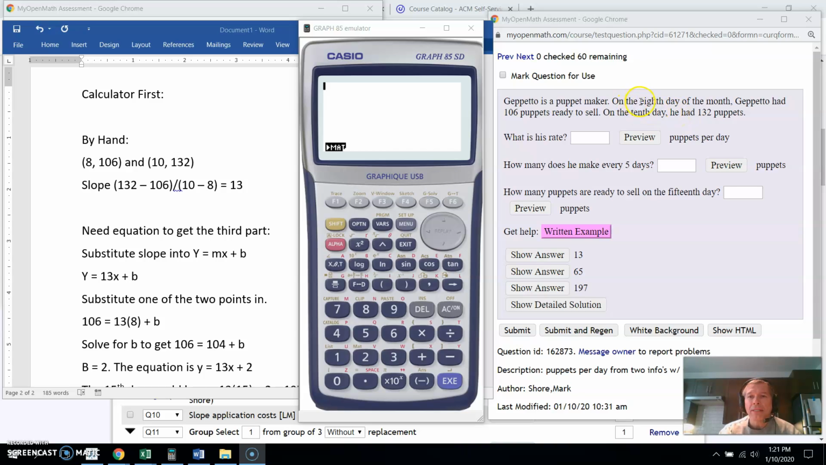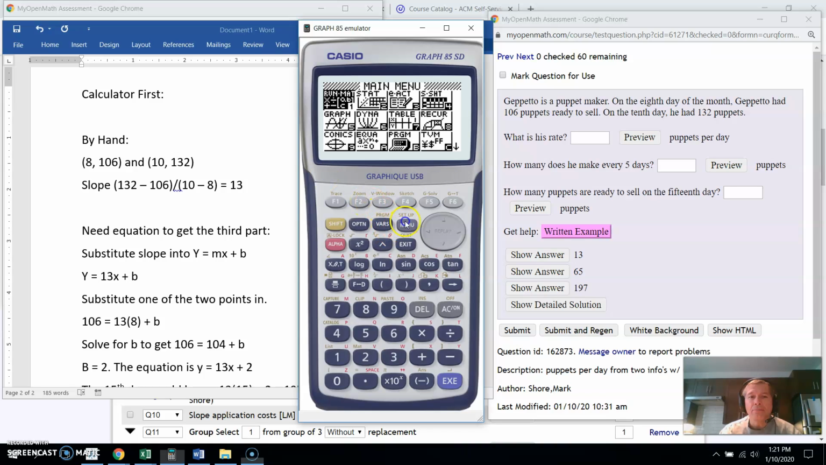So this bit here about the 8th day, he has 106 puppets. That's this coordinate, 8, 106. And the 10th day, he has 132. Well, that's 10, 132. So I'll do this by hand in a second, but let's go ahead and go to the stats menu. If I hit menu and then go to stats, either arrow over or hit the number 2. So I'll hit 2 to get to stats.